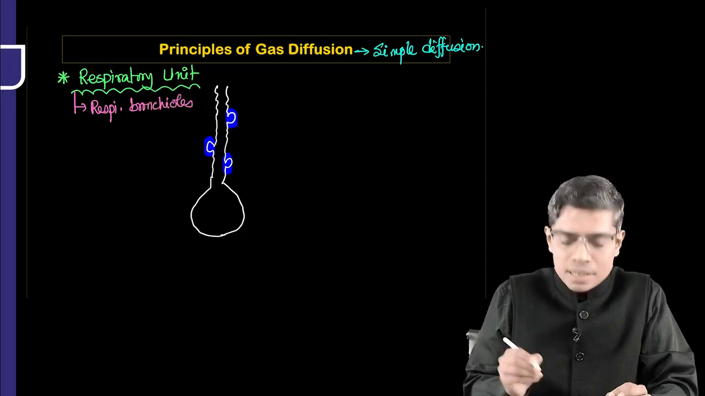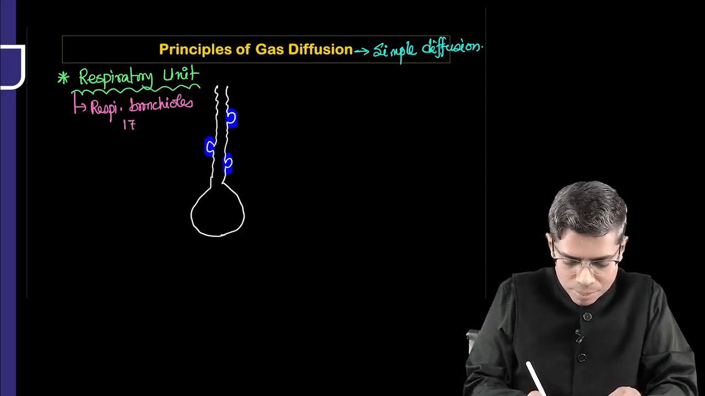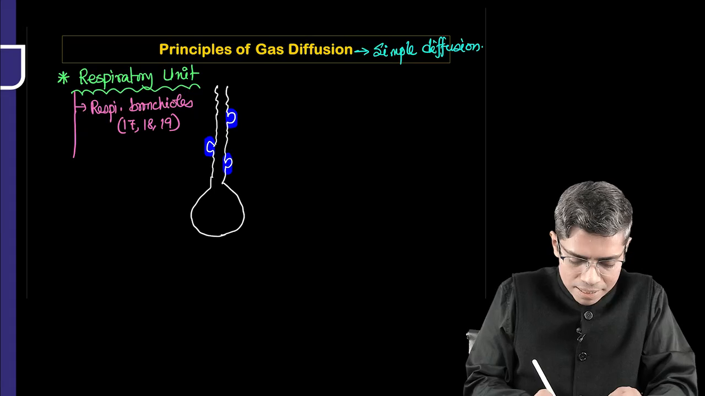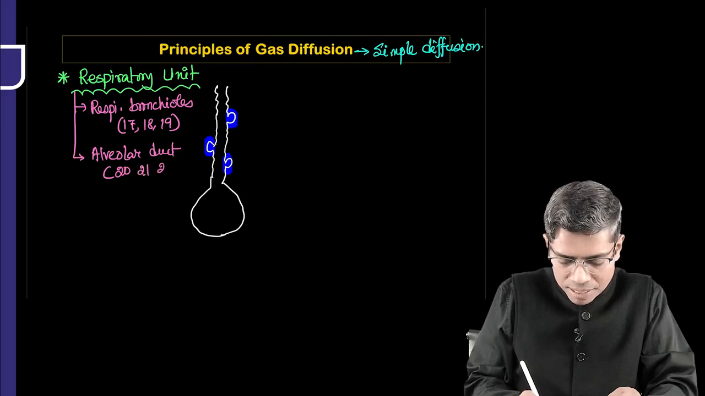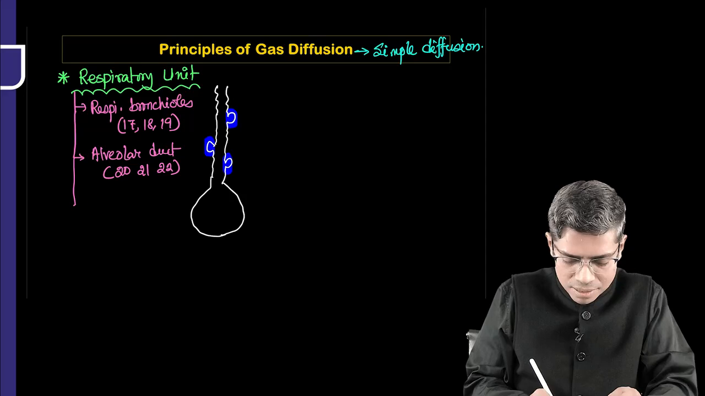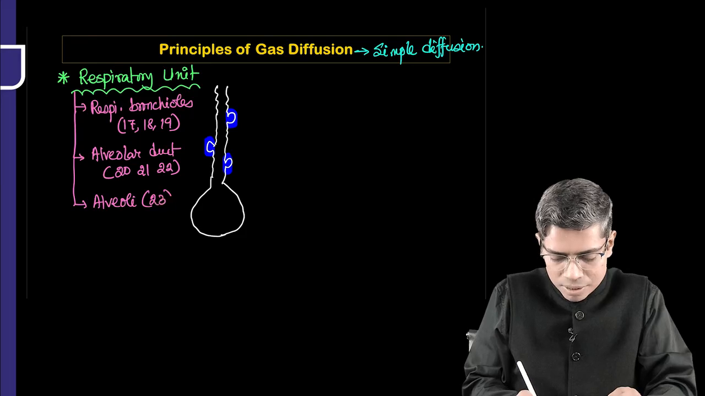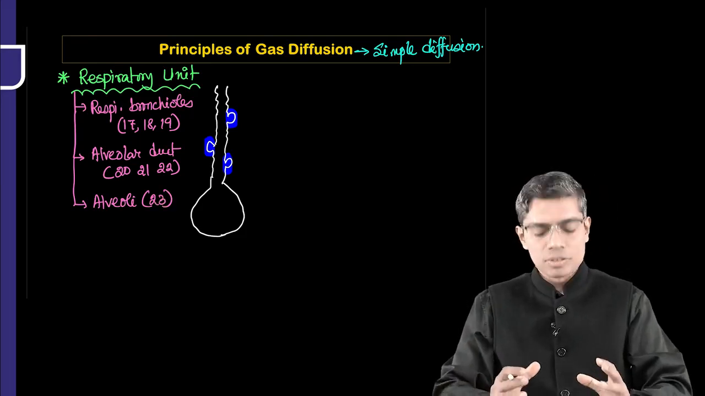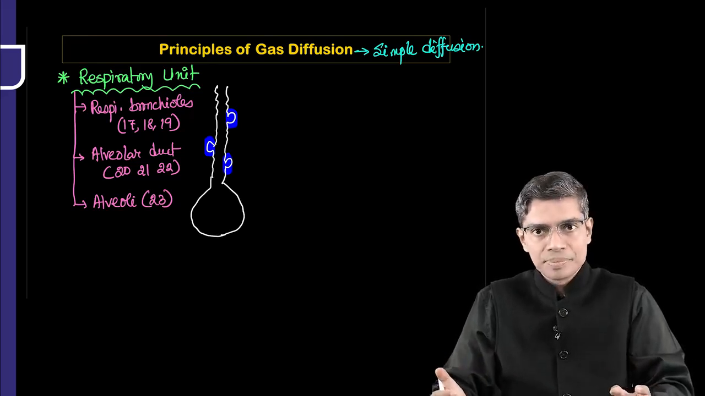Could you recall the Weibel's classification division number? Respiratory bronchiole is division number 17, 18 and 19. Okay, then second level of structure is alveolar duct, right? So could you recall the segment? This is 20, 21 and 22, right? And the last division, obviously that is nothing but alveoli, and that is division number 23. So the respiratory unit consists of all these different segments where exchange of gases is occurring, right?